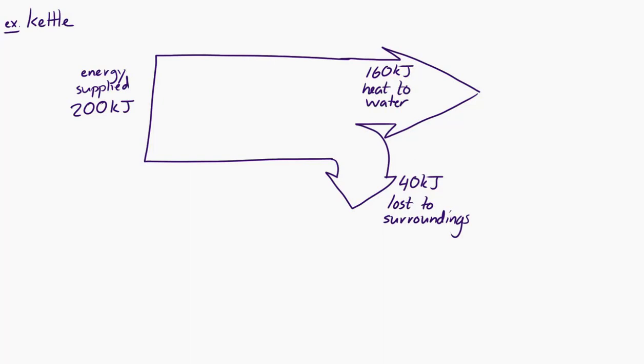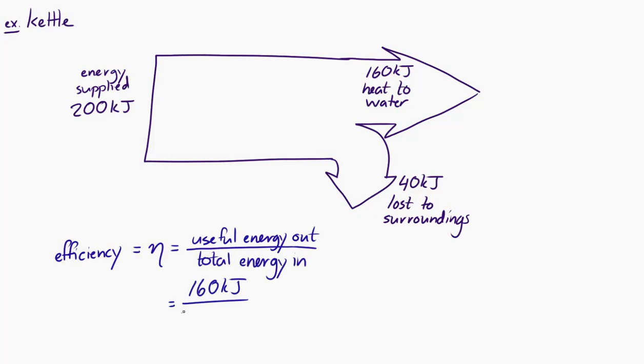We can calculate the efficiency pretty easily with a Sankey diagram. The efficiency here would be the useful energy that came out divided by the total energy that went in. So here 160 kilojoules divided by 200 kilojoules, which is 80%.